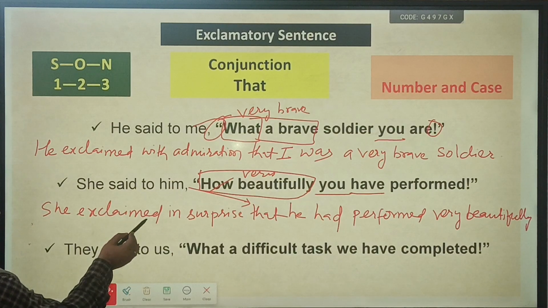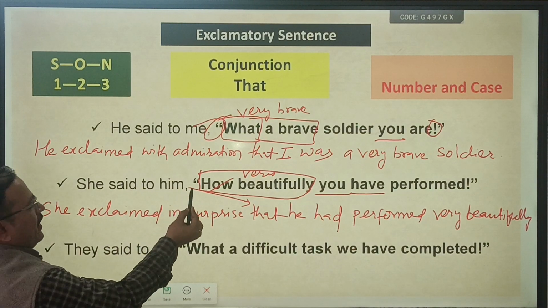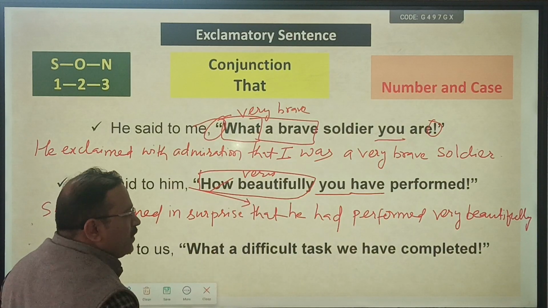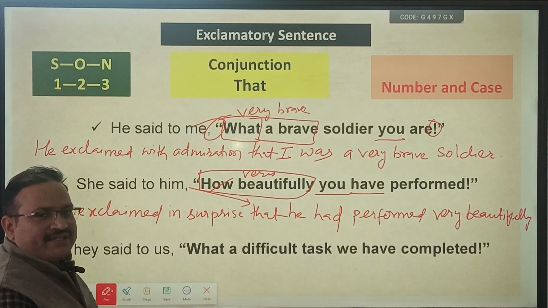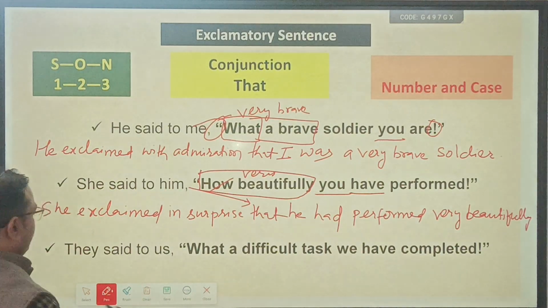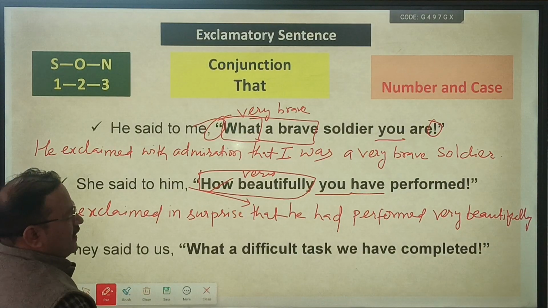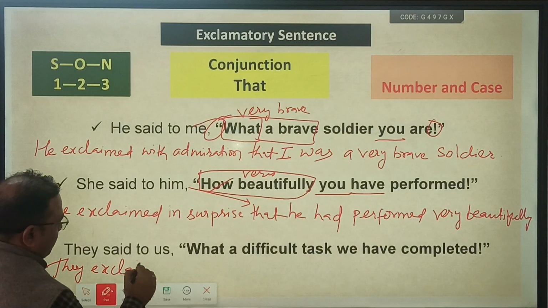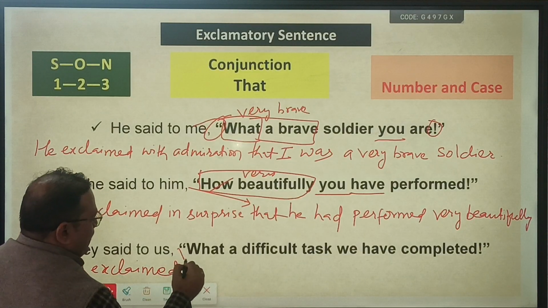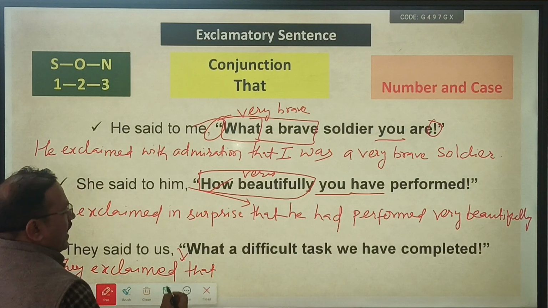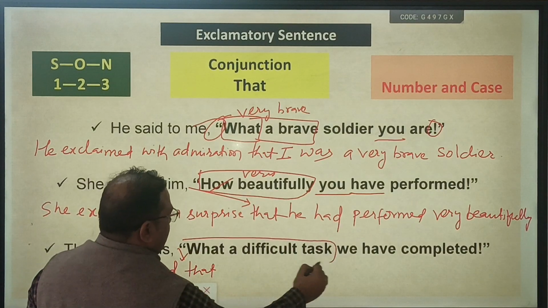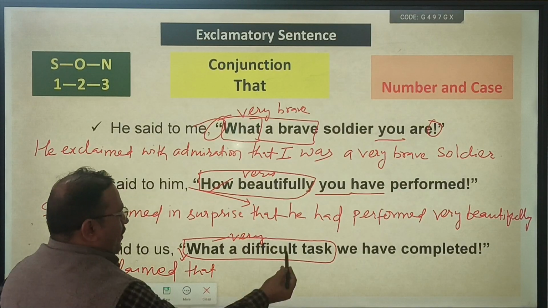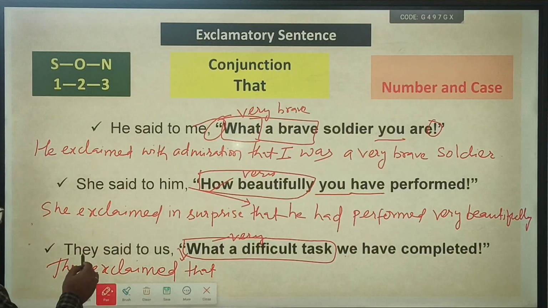Simple. We are changing the reporting verb into exclamation, then inverted comma into that, then how and what changing into very or truly, and then simply person change and tense change that we generally do. They said to us, what a difficult task we have completed. Can we write? They exclaimed, in place of inverted comma, that they exclaimed that what a difficult task. Can we use here very difficult task? Very difficult task. Okay. Now we is first person will be changed by subject.